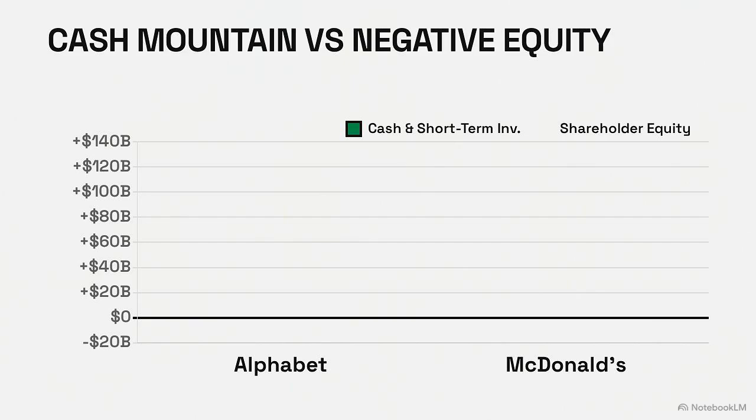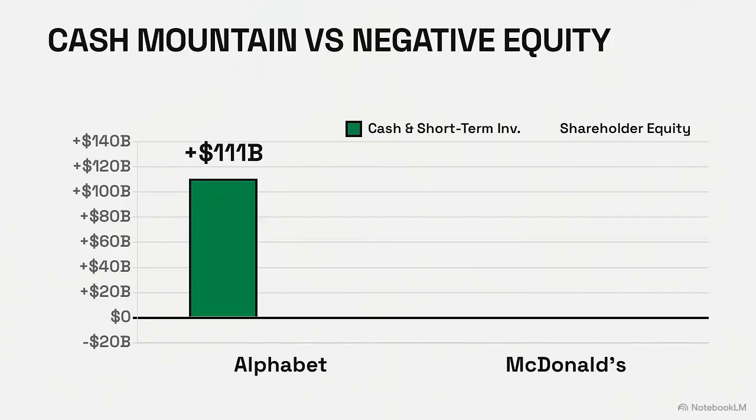This diagram compares the financial foundations of two globally recognized companies, starting with Alphabet, Google's parent company. If you look at their asset column, you will find a cash and short-term investment position exceeding $100 billion. They sit on a mountain of liquid wealth.